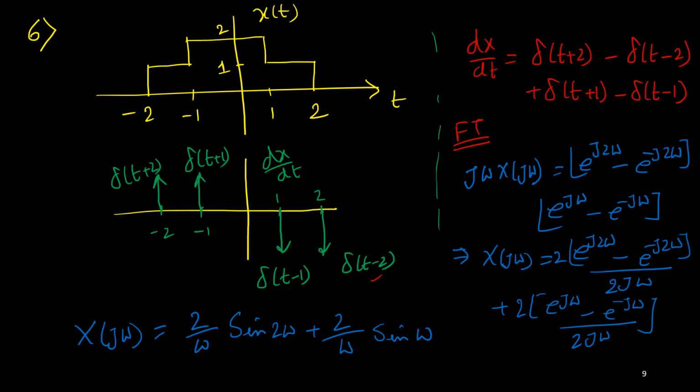And this result is a little bit obvious because x of t we can express as one gate function from minus 2 to plus 2, that is rect of pi t upon 4, the width is 4, plus over this one more gate function, that is rect of pi t upon 2. So from the first one we get 2 upon 2 by omega sine of 2 omega, and for this it is 2 by omega sine of omega.